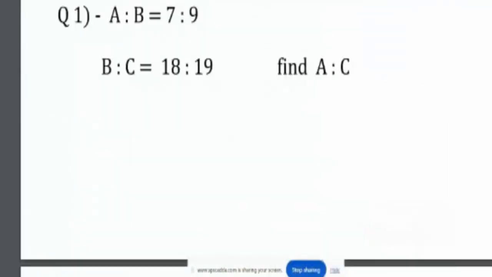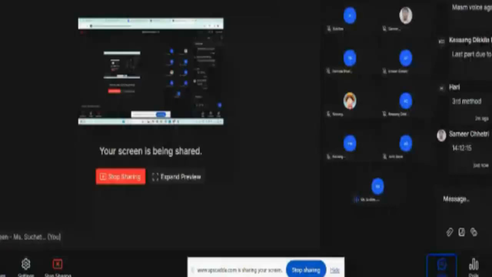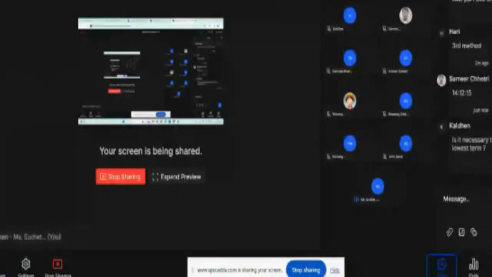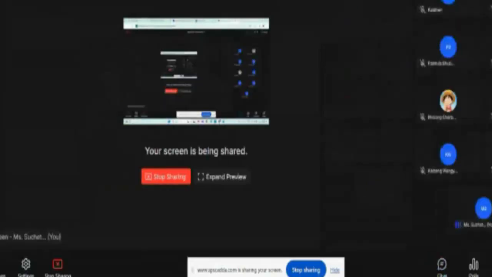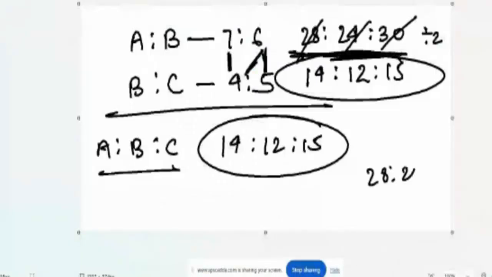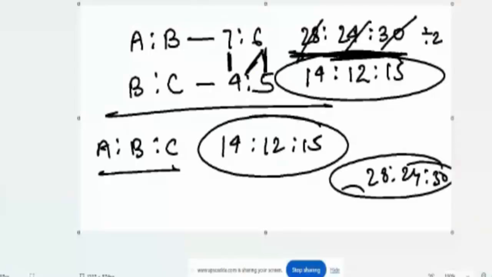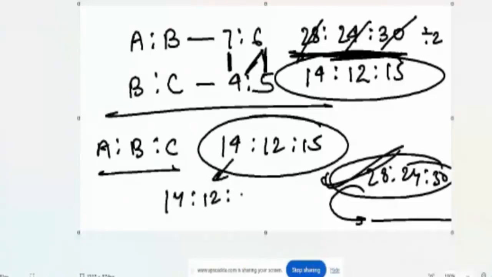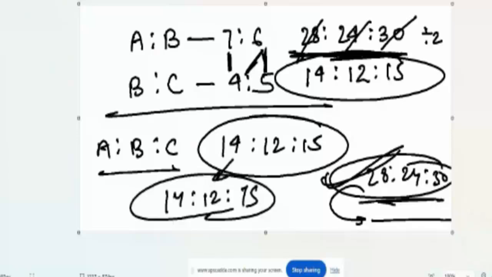Is it necessary to simplify to the lowest term? No, it is not necessary. It's totally up to the question and what the actual question is demanding. If you have options in this format, 28, 24, 30, then why do you need to simplify this ratio to the smallest unit? This is the correct answer. But if the option is set in the form of 14, 12 and 15, then you need to simplify properly so that you will reach that option.